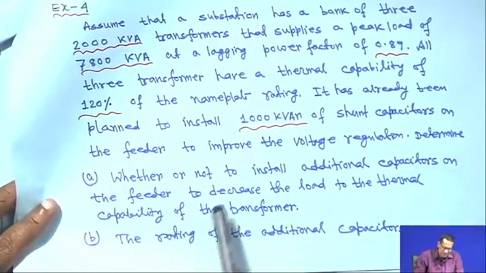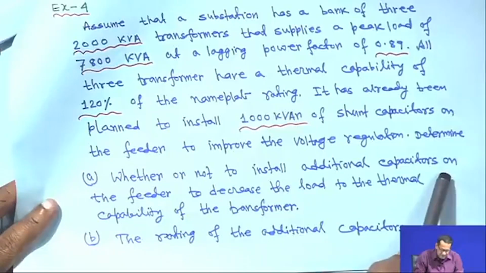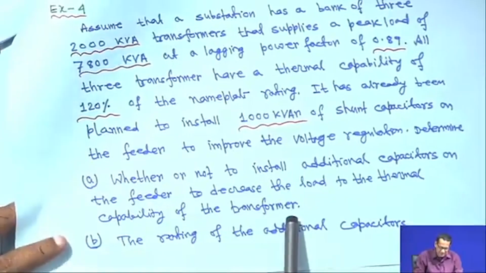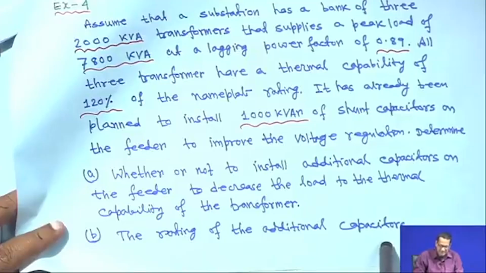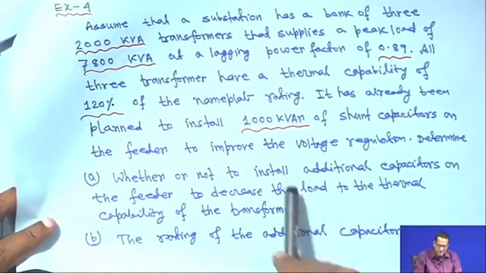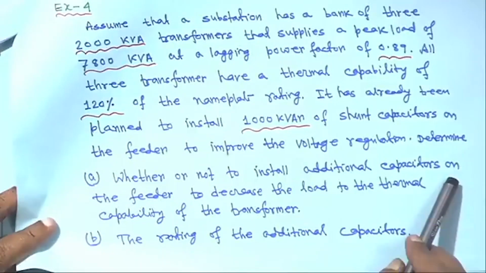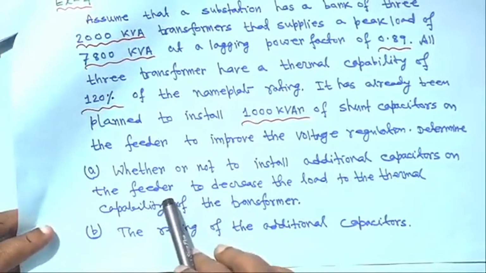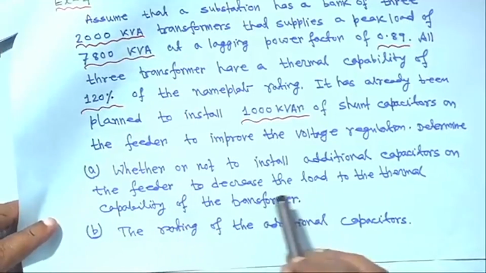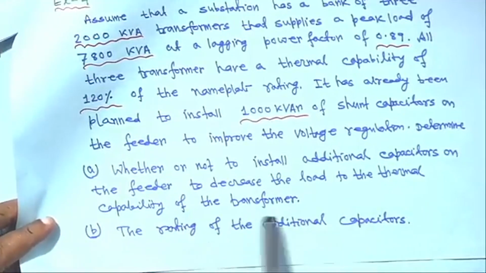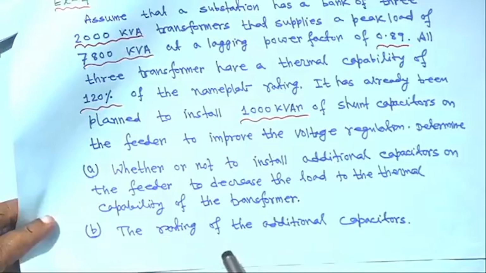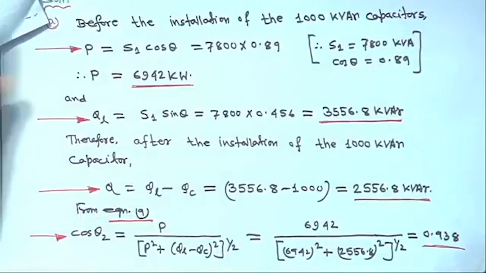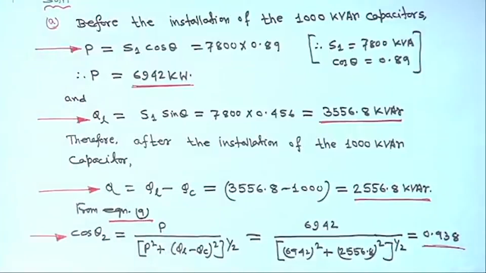So, determine A: whether or not to install additional capacitors on the feeder to decrease the load to the thermal capability of the transformer, and the rating of the additional capacitor, right. Whether or not to install additional capacitor on the feeder such that the load decreases to the thermal capability of the transformer, this is the meaning, and the rating of the additional capacitor. If so, then what will be the rating of the additional capacitor, right.